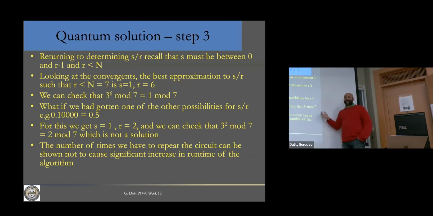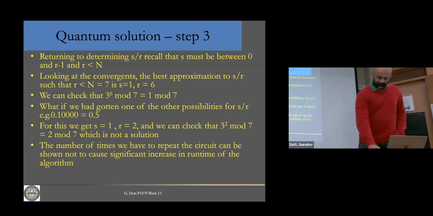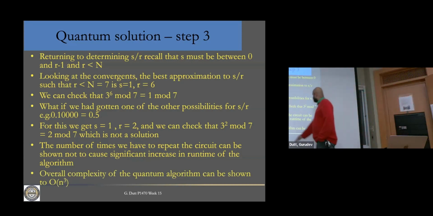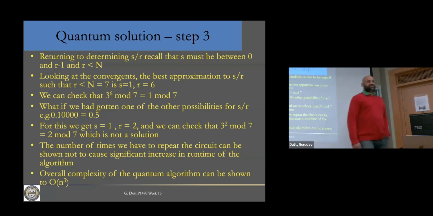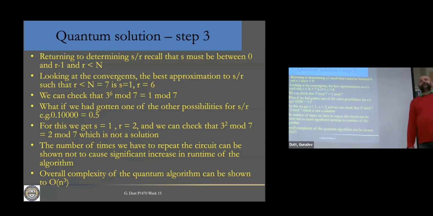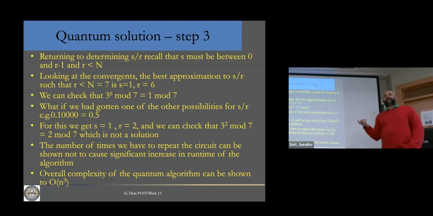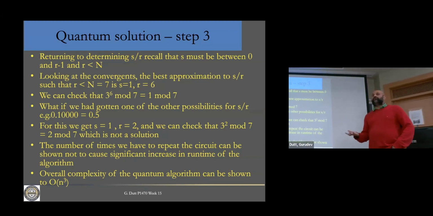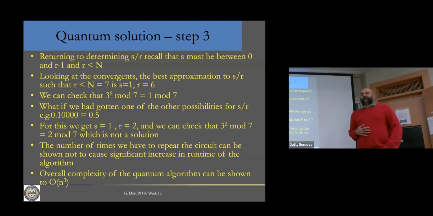But the point is that indeed it can be shown that it is not a significant overhead to the runtime of the algorithm. And in fact, what people showed is that the overall complexity of this algorithm is only order n cubed. So it's efficient in the number of bits for the problem. That is a big step because, as I was saying to you, for period finding we have no good classical algorithm at all. I mean, we have classical algorithms, but they are very slow. They are super polynomial in n. So this is a significant speed up.